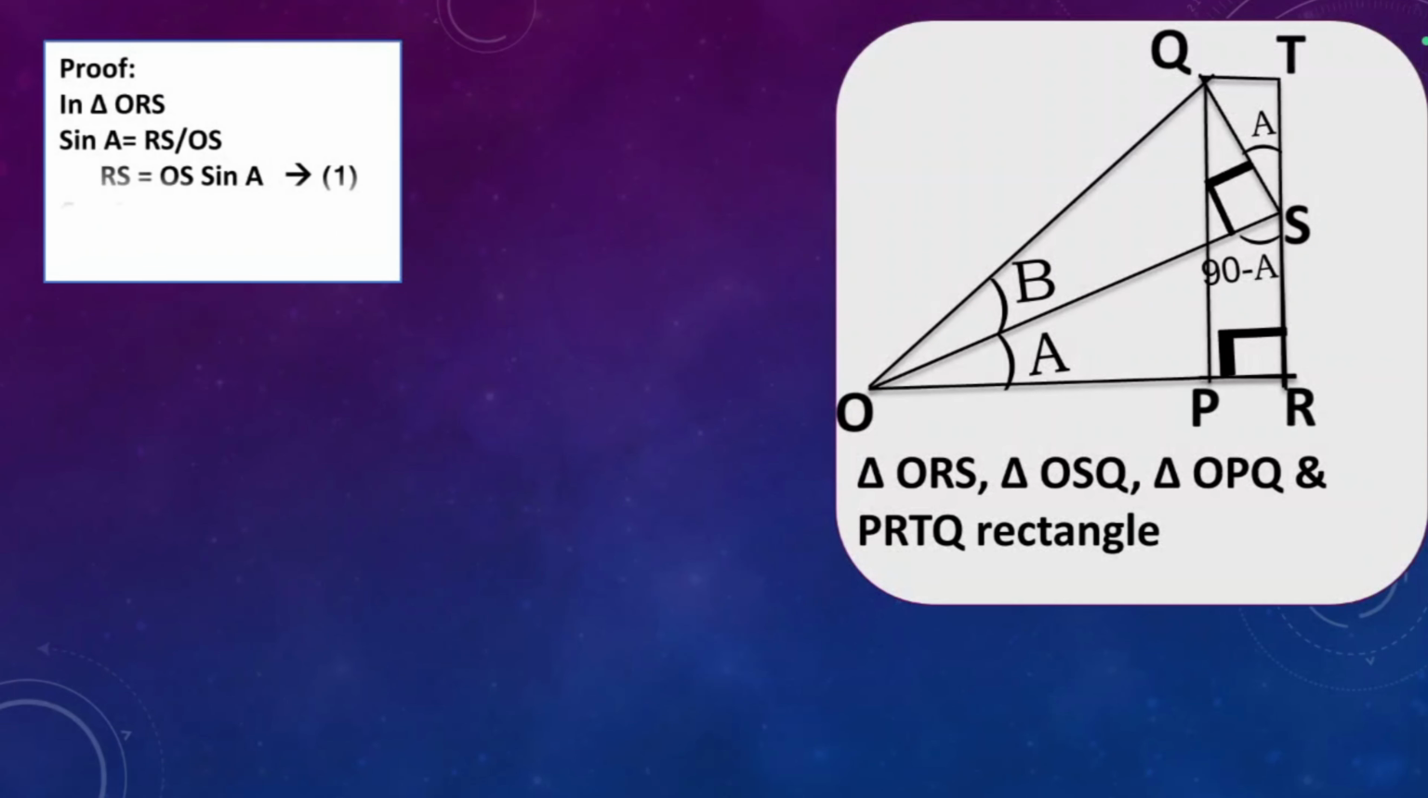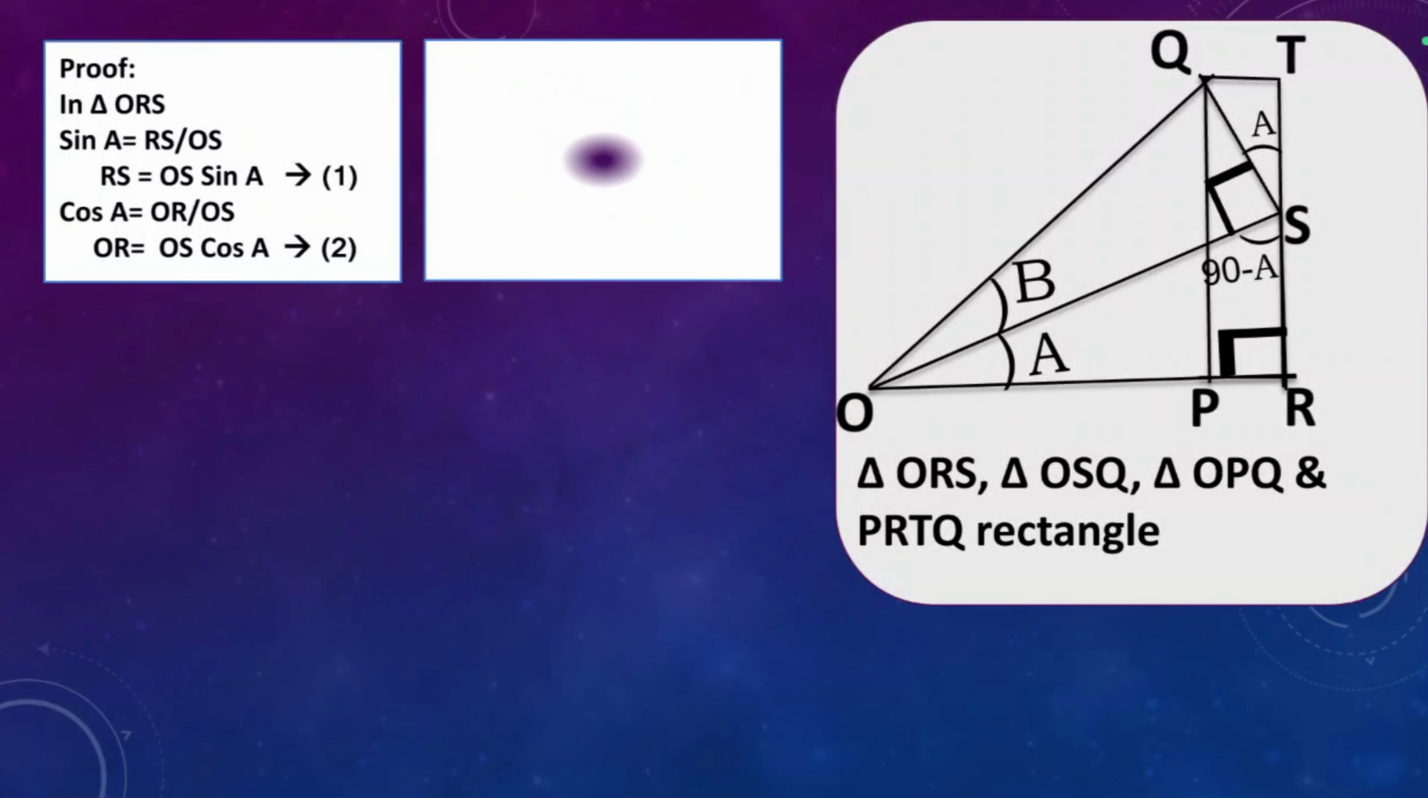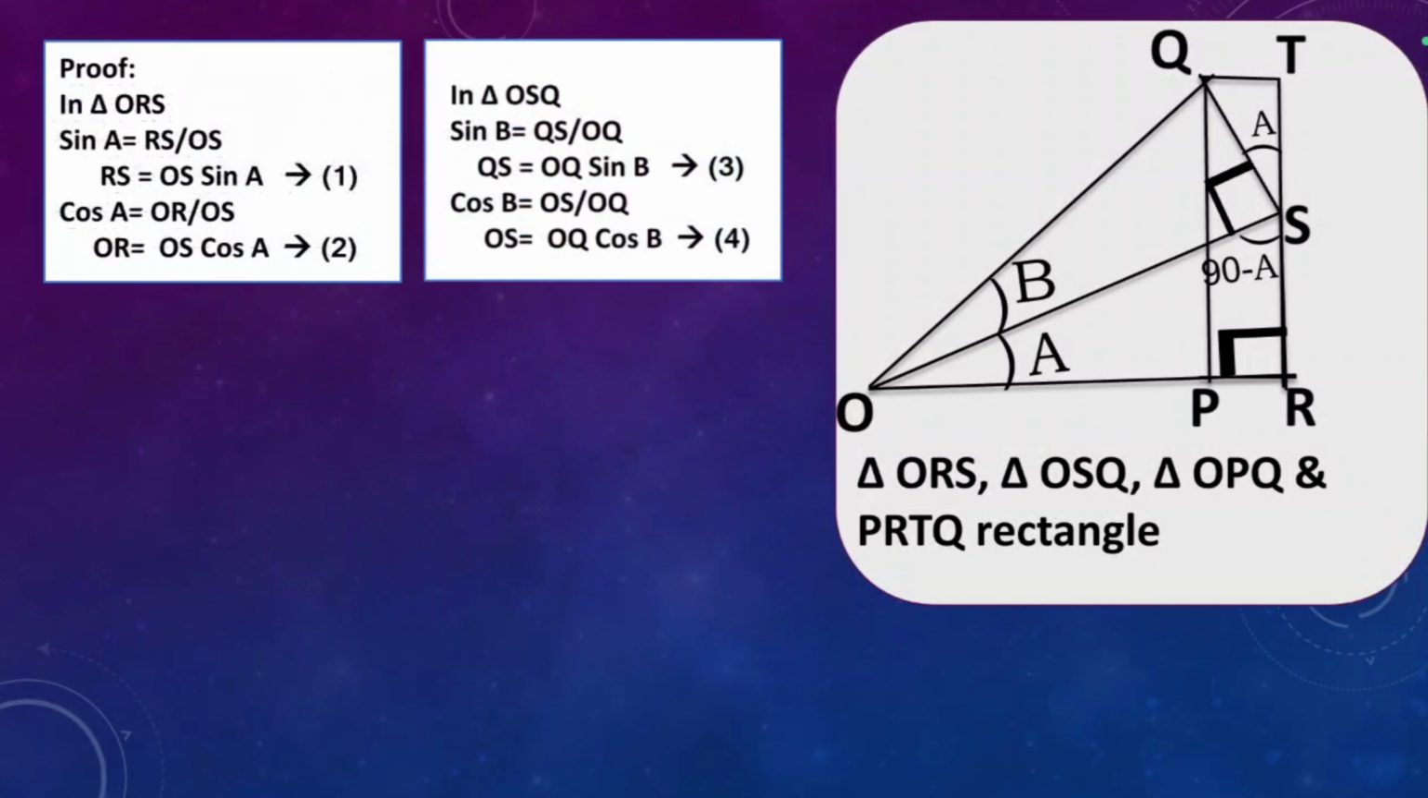Similarly, another triangle is triangle OSQ. Here we have sin B, which is QS by OQ, which can also be written as QS = OQ sin B, the third equation. In the same manner, cos B = OS by OQ, so OS can be written as OQ cos B. That is the fourth equation.